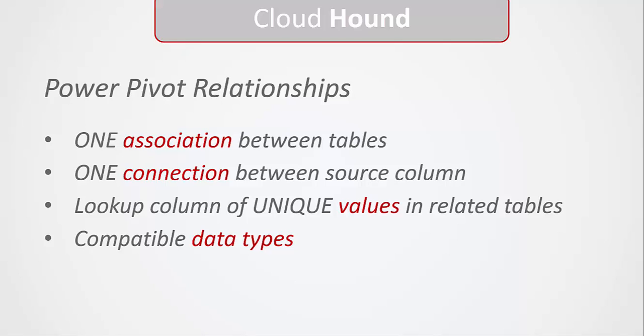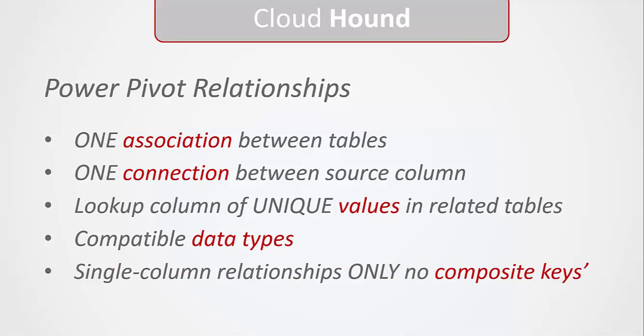Moving on to the next rule, data types must be compatible. For example, postcode's data type may be set to text or numbers. You cannot have both. This means text and text or numbers and numbers. You cannot have a column with mixed data types.